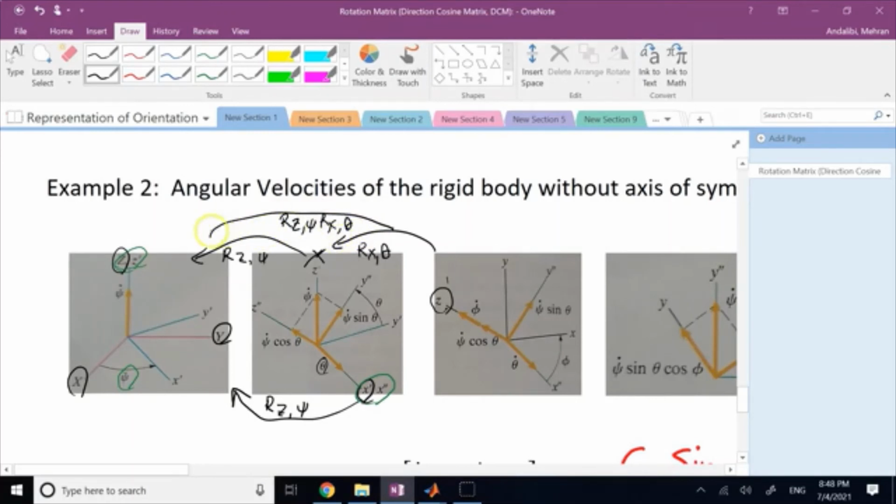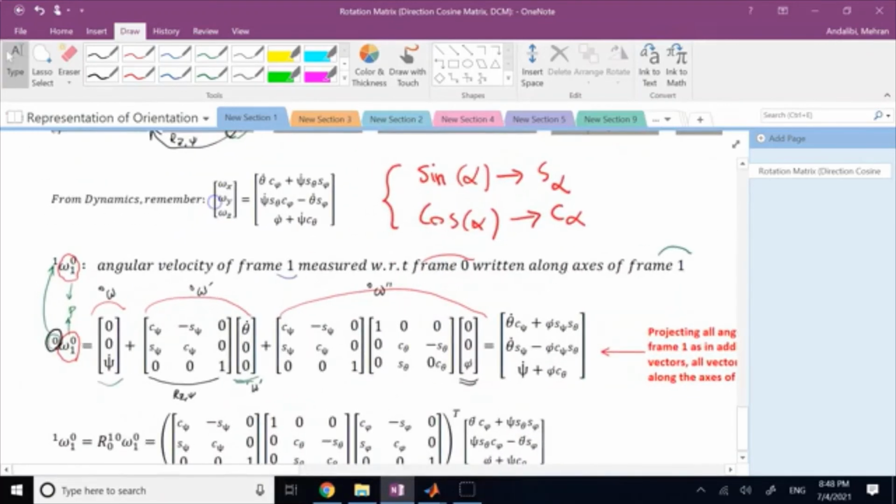Have to get the equivalent and then multiply it to get back to this frame. And this is exactly what I'm doing here. This is like an omega, but it is written in frame 1, this omega double prime, or omega 1. And here I have multiplied it by R of Z and psi times R of X and theta. So when I carry out all of these projections back to frame 0 and add them together, this is what I will get.